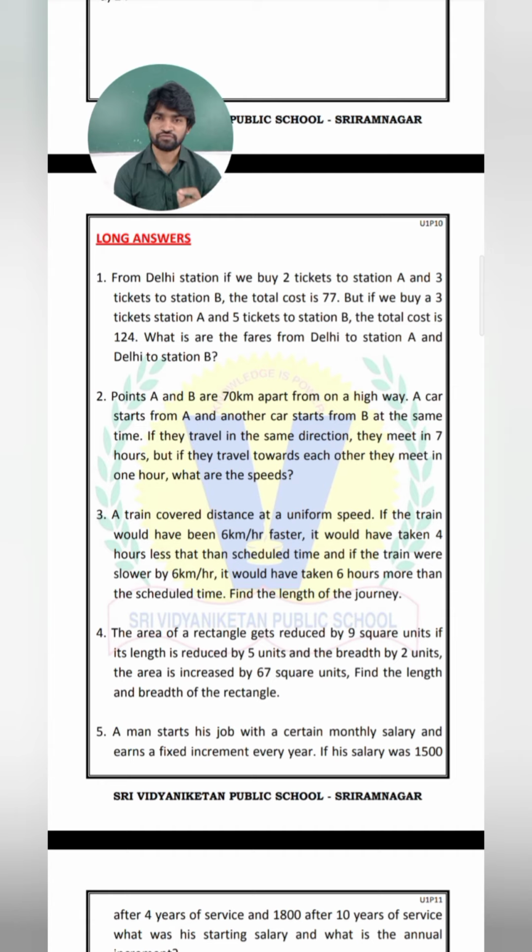Cost of ticket to station B is Y rupees. Okay. Now how many tickets did we buy first? 2 tickets. So 2x plus 3y is equal to, what is the cost? Total cost is 77 rupees. So 2x plus 3y is equal to 77.